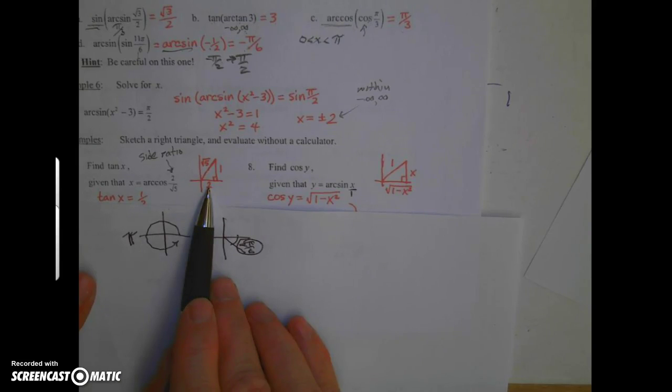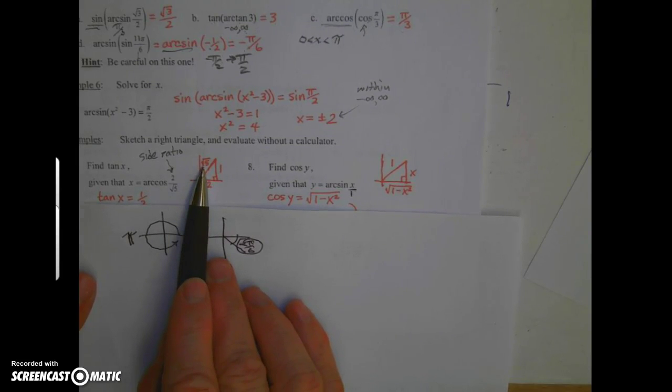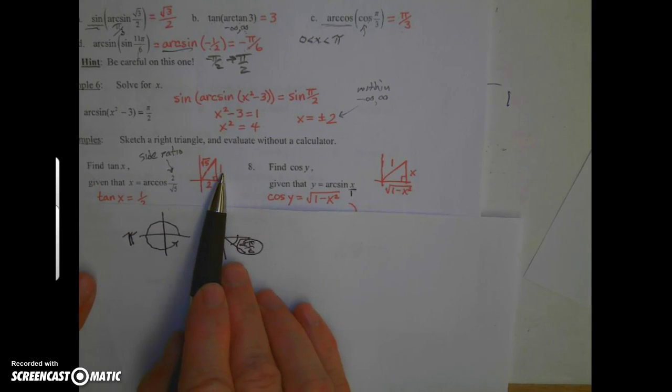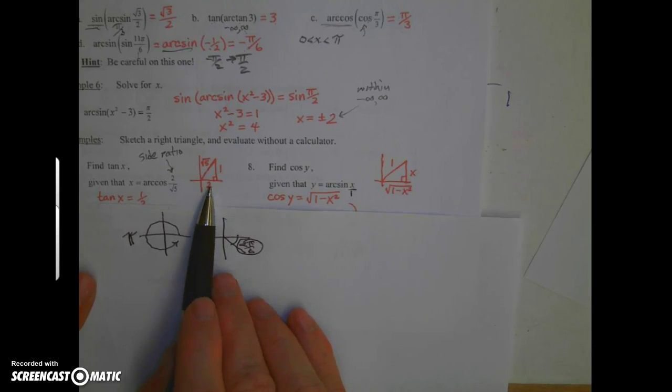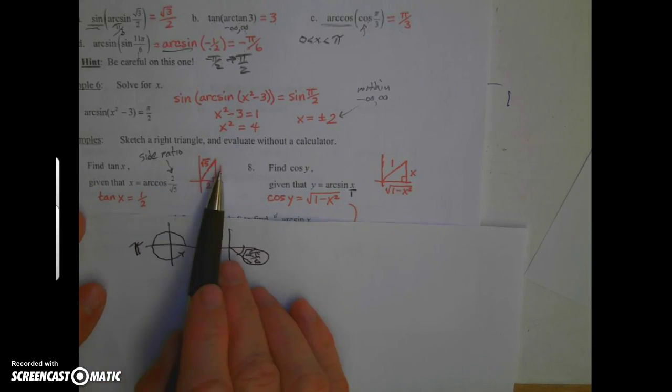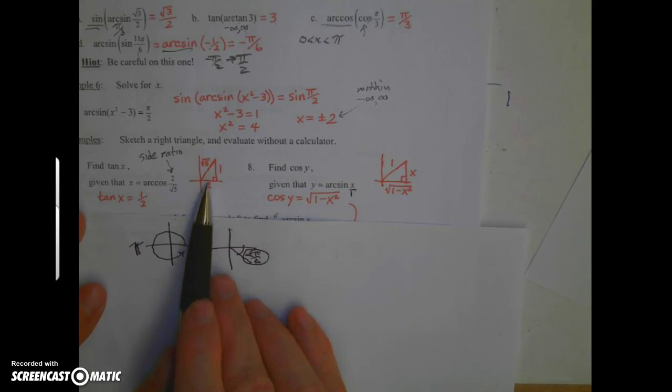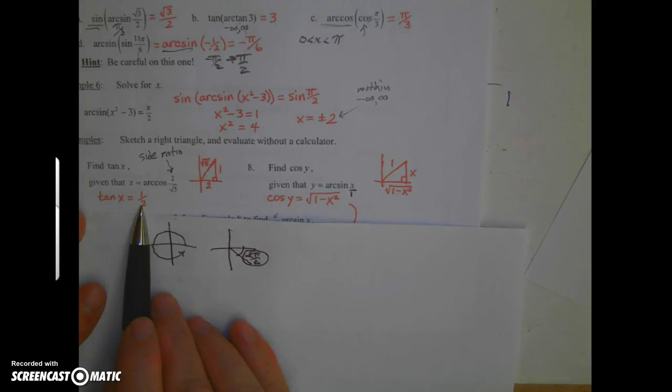And then I'll have 2 for my adjacent side and root 5 for my hypotenuse, and therefore using the Pythagorean theorem, that leg right there will be 1. Now using that information, I can claim that the tangent of x, based on this triangle, is opposite over adjacent, 1/2. Therefore, the tangent of x is 1/2.